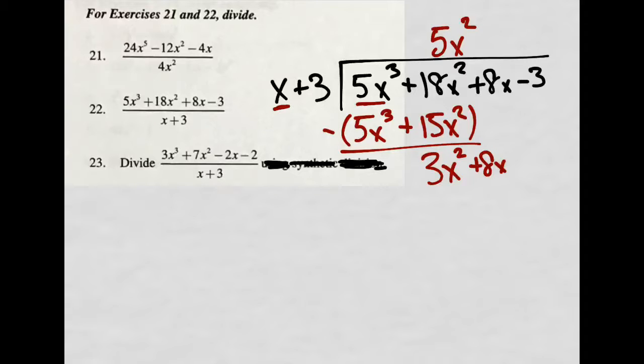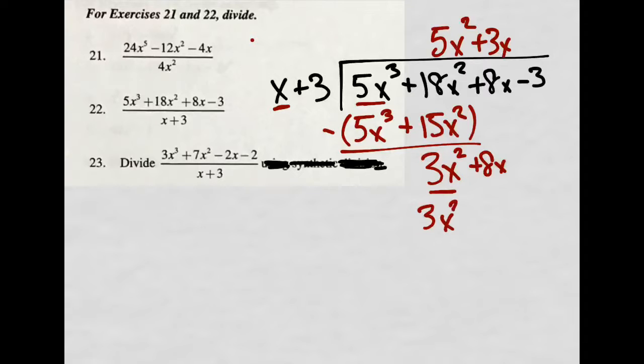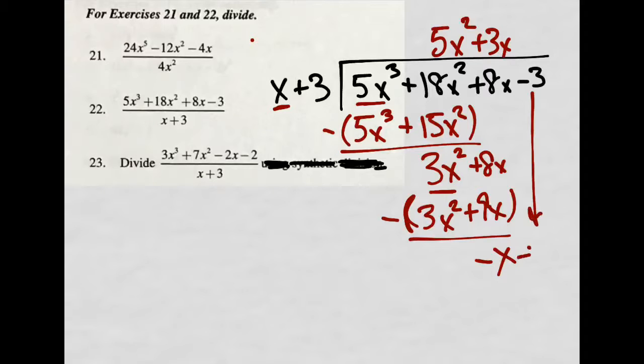Okay, so now x times what gets me 3x squared? 3x. Again, this is going to multiply here, and then we'll move it down here, and that's when we do our subtraction. So 3x times x is 3x squared. 3x times 3 is plus 9x. All of that gets subtracted, right? 3x squared minus 3x squared, that went away. That's what we needed to happen. 8x minus 9x is negative x. Drop the minus 3 down.